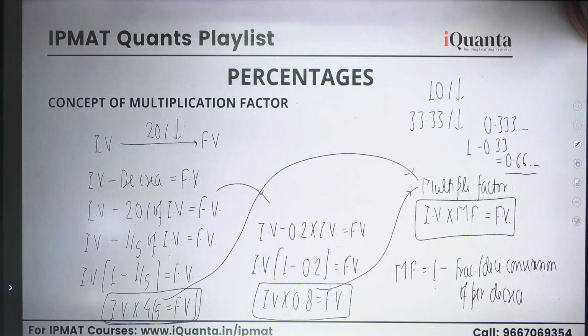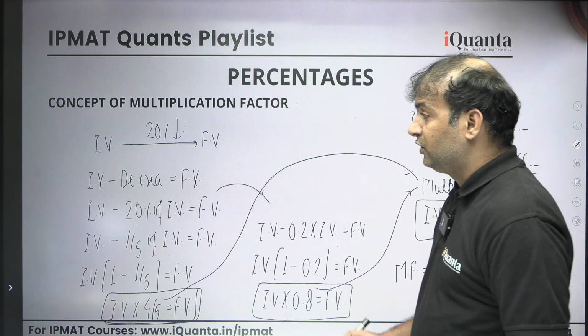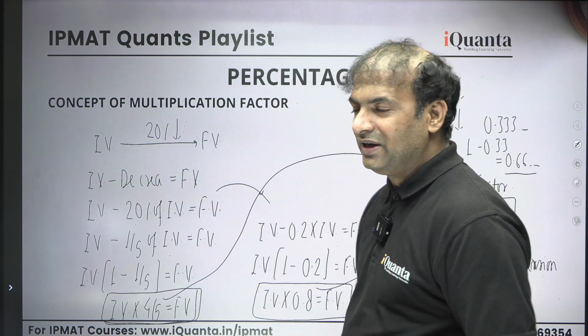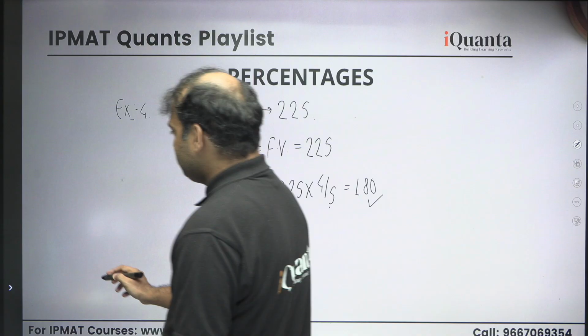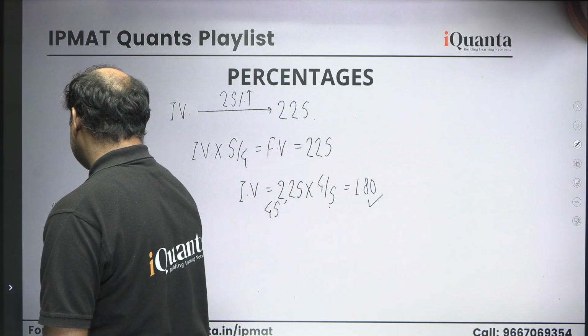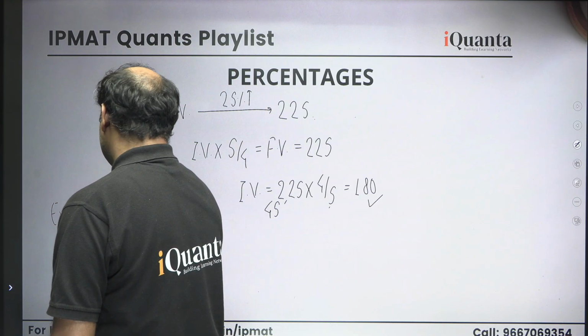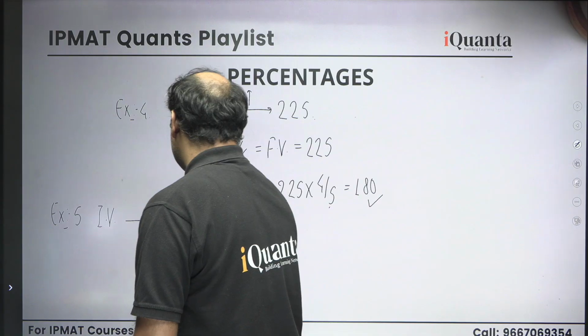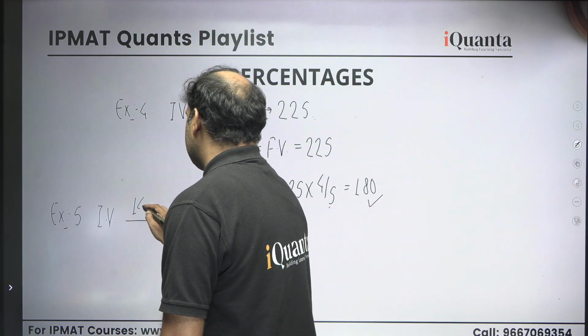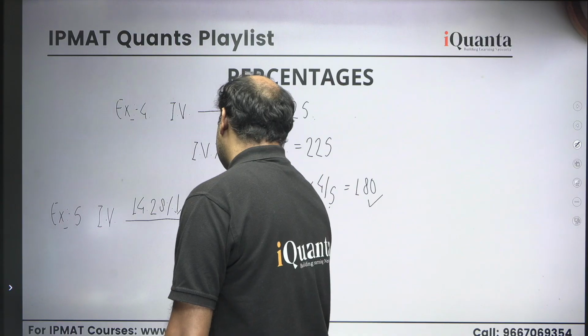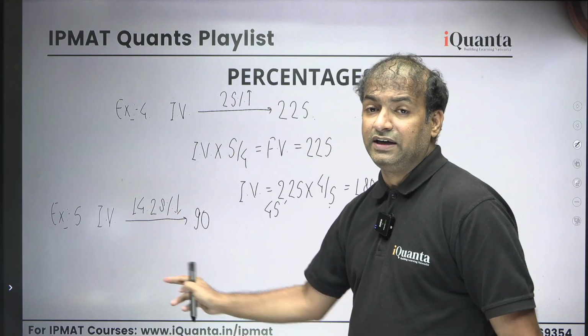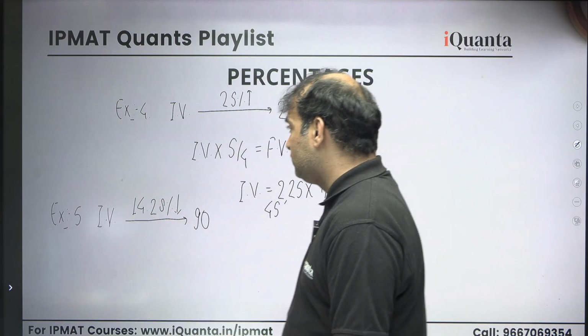Alright, so this is about the multiplication factor when we are doing the decrement, right? Okay, now let's do an example for that as well. Suppose, guys, there is a value which we do not know again, right? And it has been decreased by 14.28 percentage to get the value as 90, all right? And now again we have to find the initial value. How do we do that?